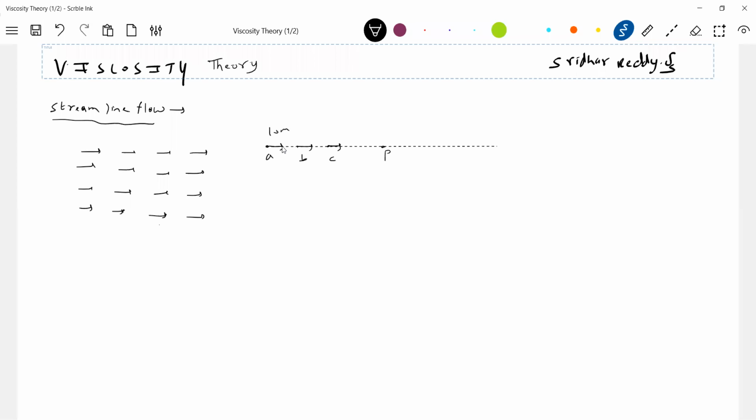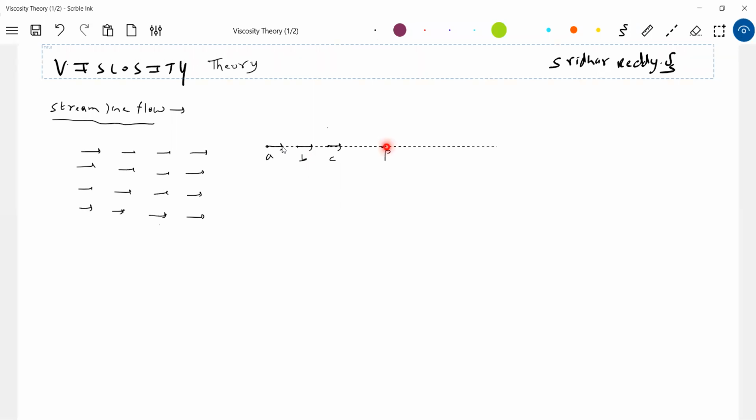Suppose say this is 10 meter per second. If different molecules arrive at a point P with the same velocity, see, they may have different velocity here. But when they arrive at point P, they must have the same velocity. This was the meaning of streamline flow.